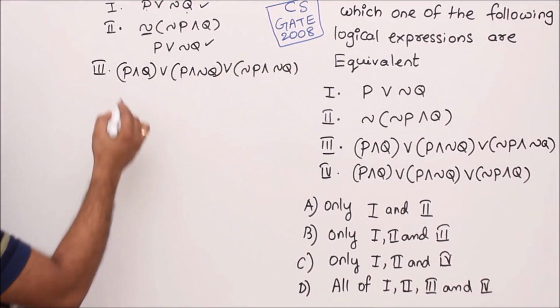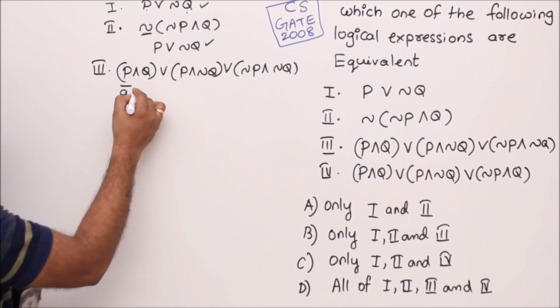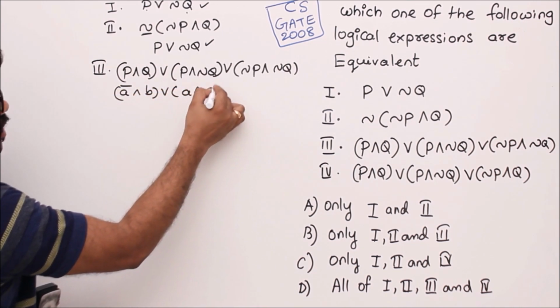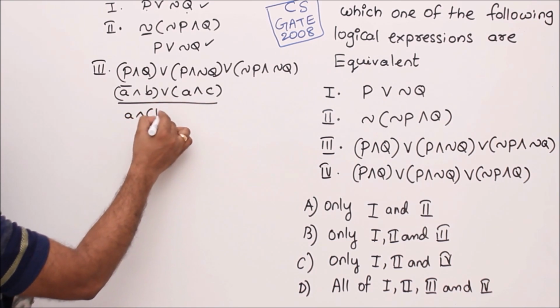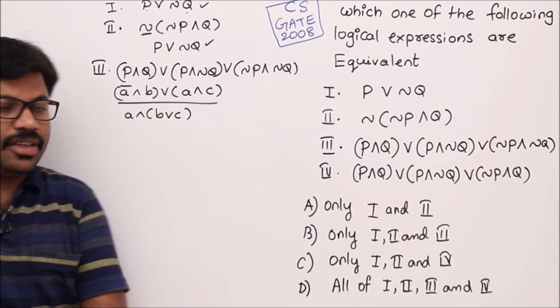So what I do is I use the distributive rule here. You see here, a and b or a and c. Whenever you have a and b or a and c, I can write a and (b or c), isn't it? Why I decided to use the distributive rule, I will explain.